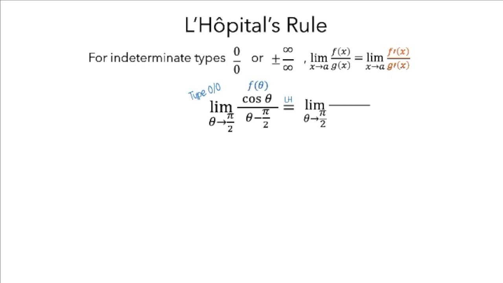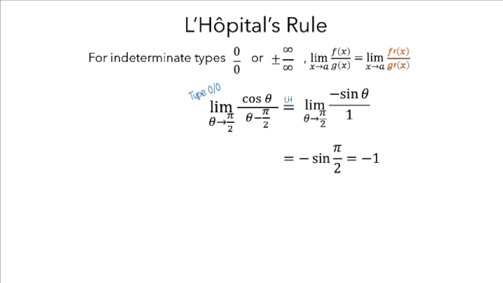So if f of theta is cosine of theta and g of theta is theta minus pi over 2, then we'll take the derivative of f, which is negative sine of theta, and the derivative of g, since theta is a variable and pi over 2 is a constant, is just 1. Since negative sine is continuous at theta equals pi over 2, we can now evaluate negative sine theta at theta equals pi over 2, and this equals negative 1. So, we have just used L'Hôpital's Rule to evaluate this limit.